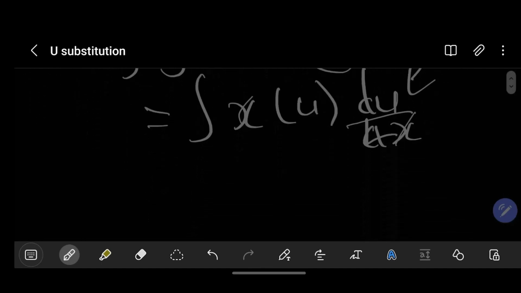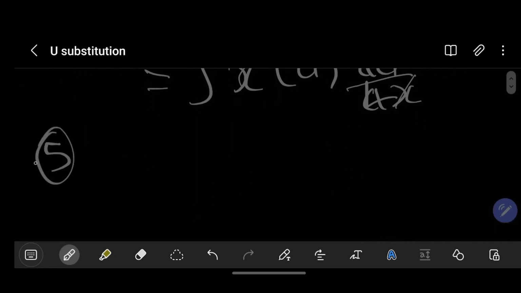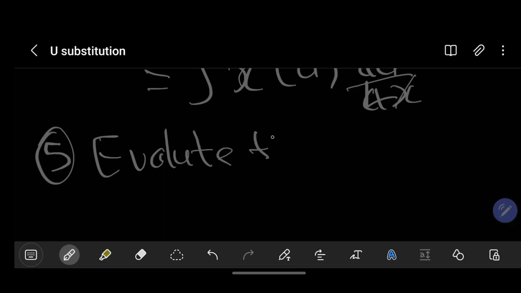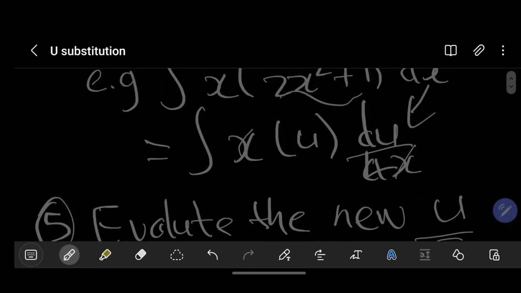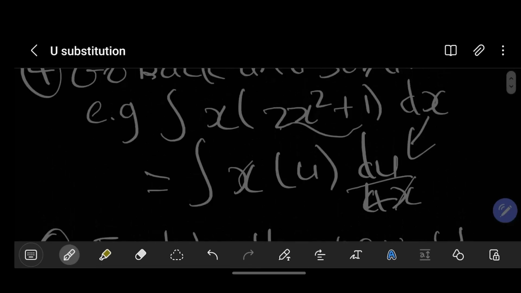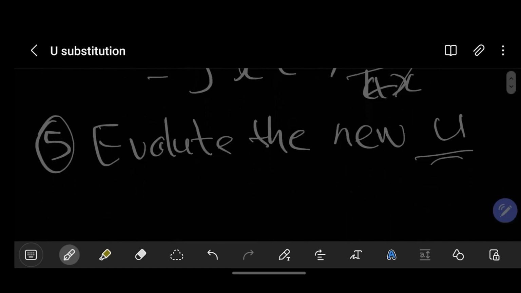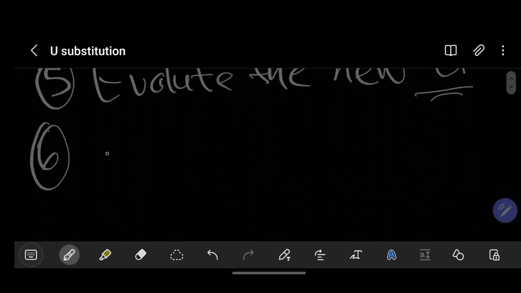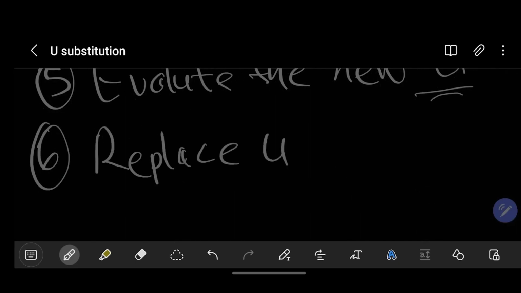The next step is to now evaluate the new integral with respect to u, and you need to ensure that you can take it through until the end and solve for this integral. And the last step is you just need to replace what you substituted. So replace u with what you made u. In this case, we made u 2x squared plus 1.